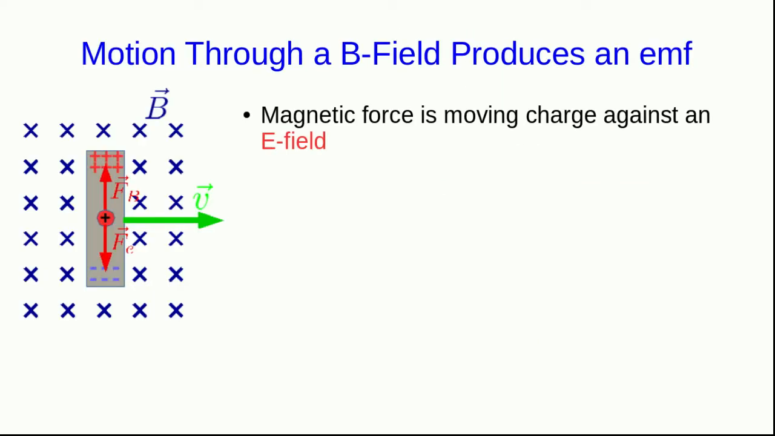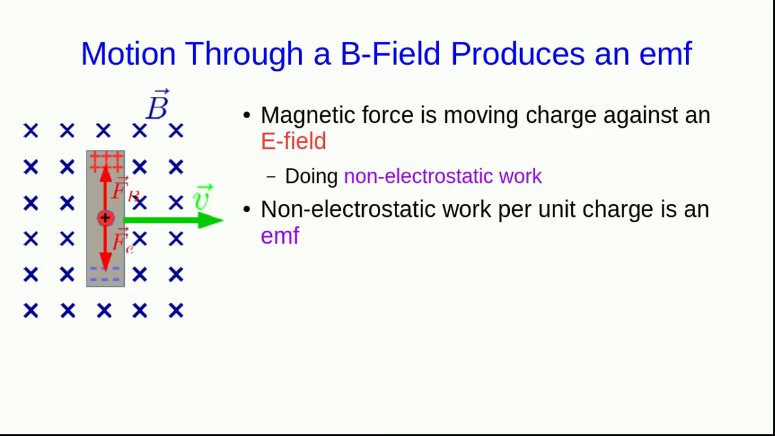Notice that the magnetic force here is moving charge against an electric field. In other words, the magnetic force is in the opposite direction to an electric force acting on the same charges. And so the magnetic force is doing work because it's moving the charges in the direction that it's acting, and that is non-electrostatic work. Well, we already have a name for non-electrostatic work per unit charge. That's an EMF. And so the fact that we have a conducting object moving through a magnetic field has established an EMF across the moving rod.